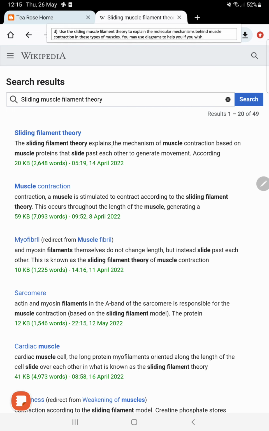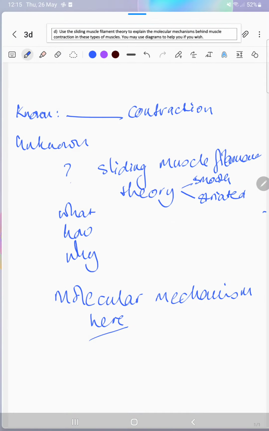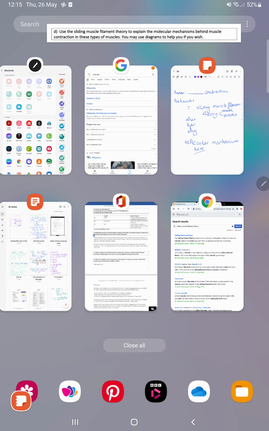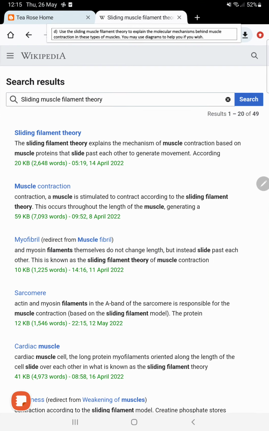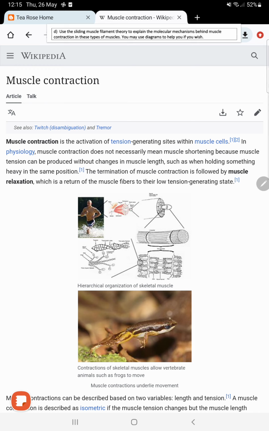The sliding filament theory explains a mechanism of muscle contraction based on muscle proteins that slide past each other to generate movement. Now, I like the proteins because didn't it say something about that earlier? Oh, molecular mechanism. So the molecule is a protein. Fabulous. So, muscle contraction. A muscle is stimulated to contract according to the sliding filament theory. Fabulous. So maybe we'll go to, we've got the word protein there, but let's go to the muscle contraction because it refers to this.